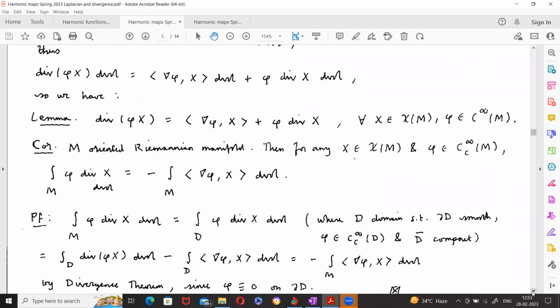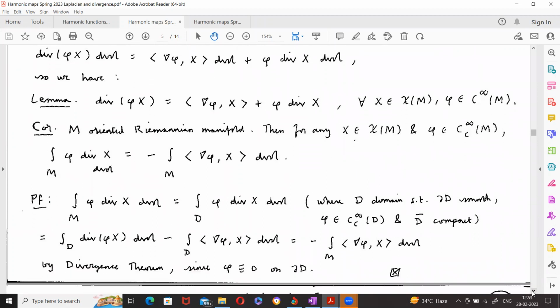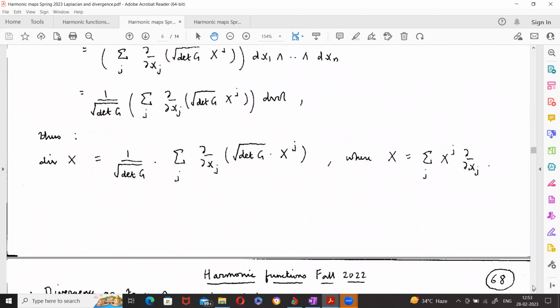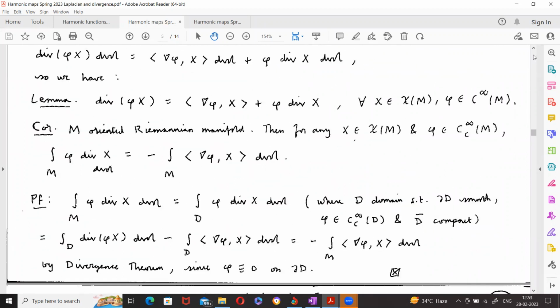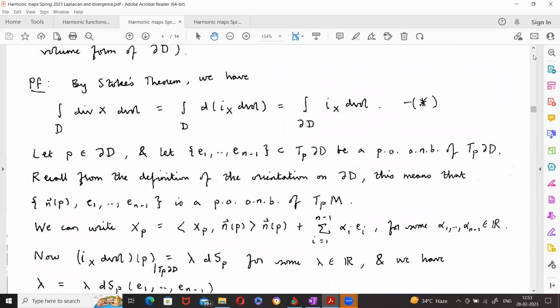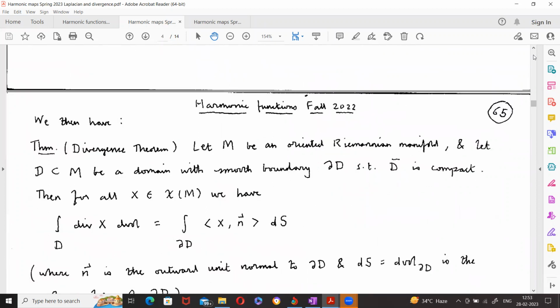Okay, so using this, we can prove... one second. No, so okay, so now what I want to prove to finish is the divergence theorem.